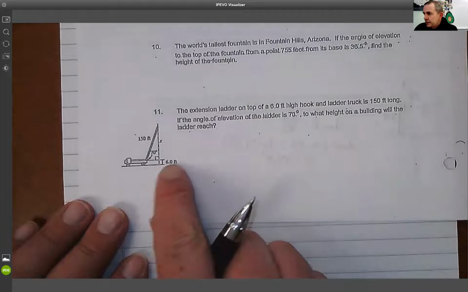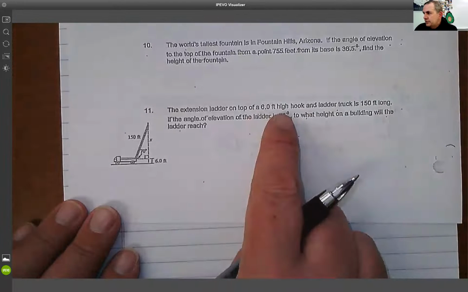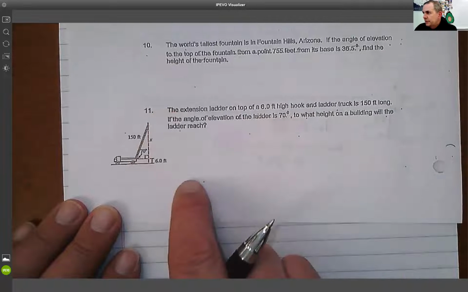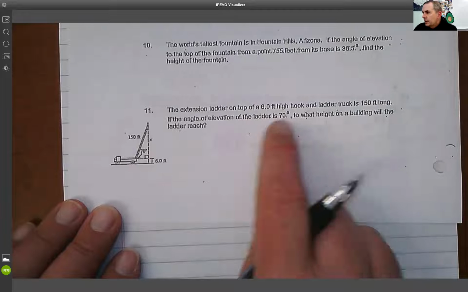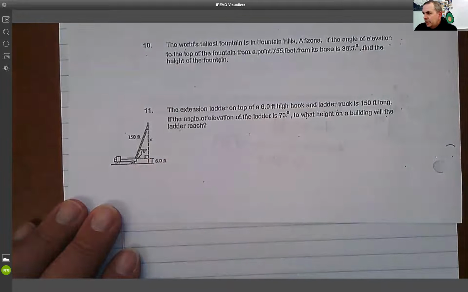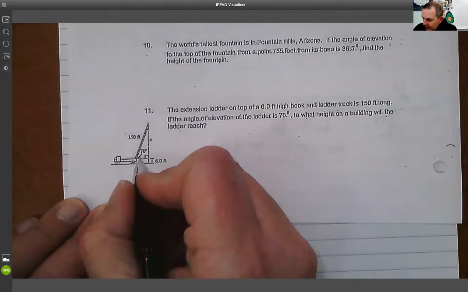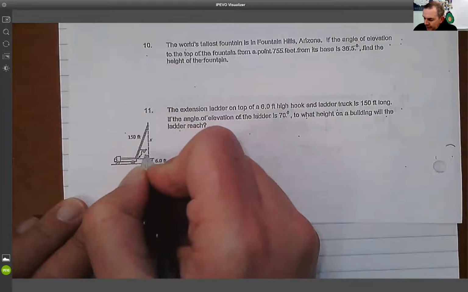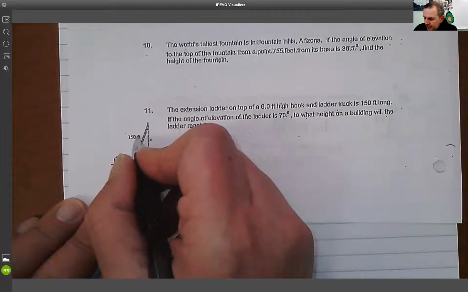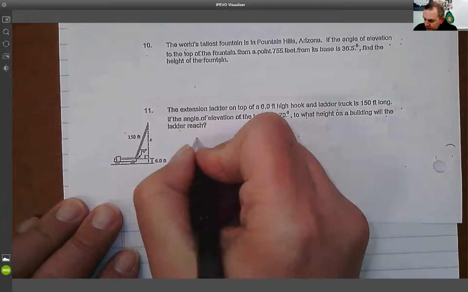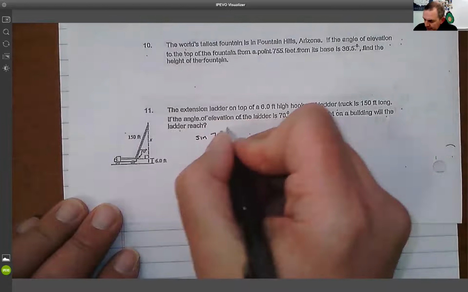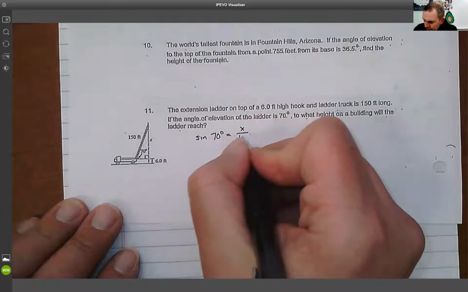This one right here is kind of different. It says we have an extension ladder on top of a 6-foot high hook and ladder truck that is 150 feet long. So that ladder is 150 feet long. The ladder can go to a 70-degree angle. And what I want to figure out is how high up can that ladder go? If you think about it, I can work on this right triangle here. I have 70 degrees, I have opposite, I have hypotenuse. So I can do sine of 70 degrees equals opposite x over hypotenuse 150.